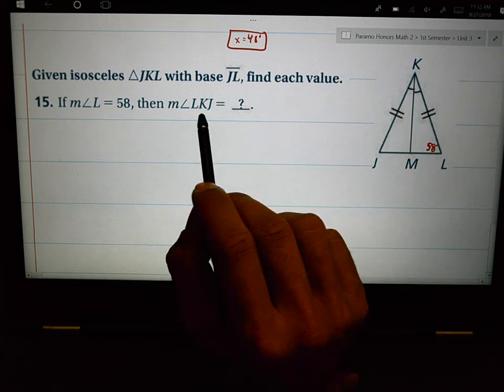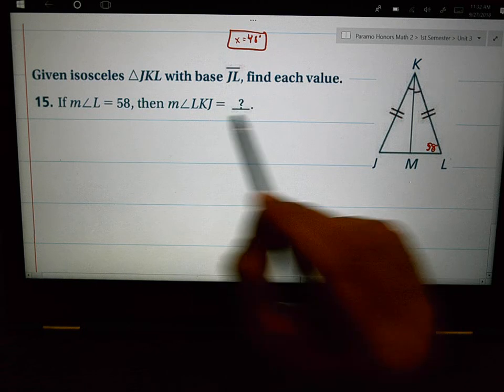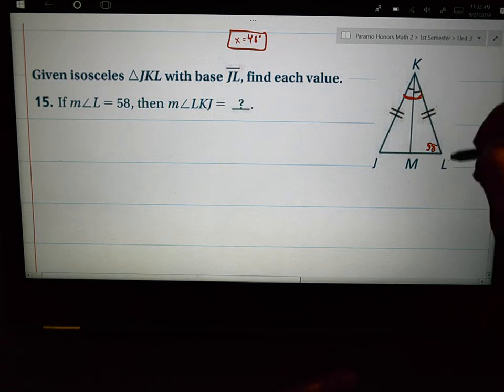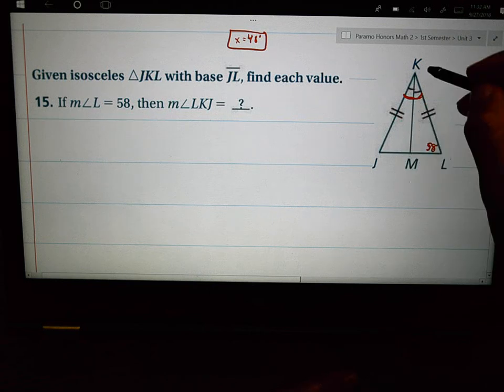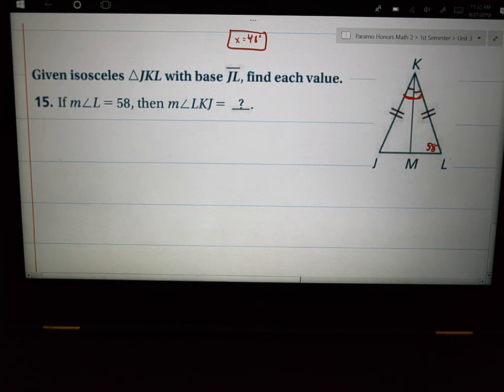LKJ. Anytime they give you three letters, they're telling you its full name. They're telling you the big angle. L, then K, then J. Because you can't just say angle K. Angle K would, how do you know which one it is? There's three different angles there. Got to use all three, the full name. Got to be proper.